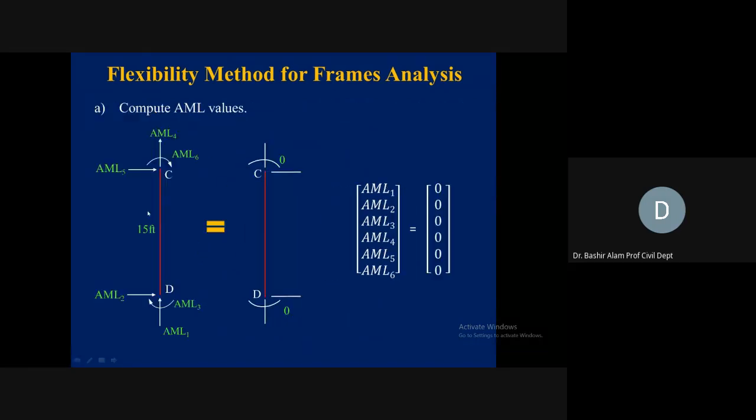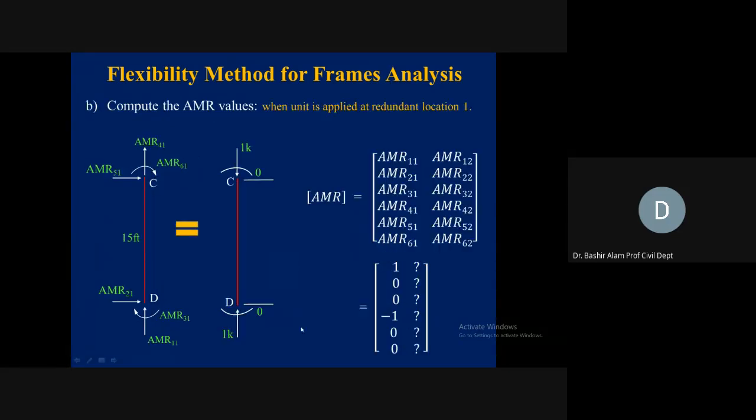Capital M, from there we pick these values. If you remember, all these were zeros, so we record them here. This column is complete now. All member end actions are 0. AMR, so we refer to the small m1 value. And here AMR11, it is 1, 0, and 0. Here you see these values. This is -1, 0, and 0.